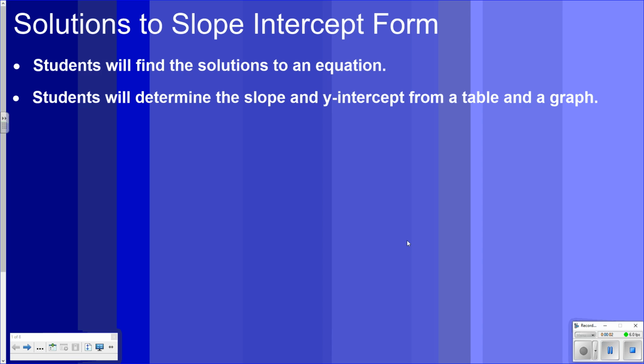In this lesson, we'll be discussing solutions to slope-intercept form. By the end of the lesson, you should be able to find the solutions to an equation and determine the slope and y-intercept from a table and a graph.